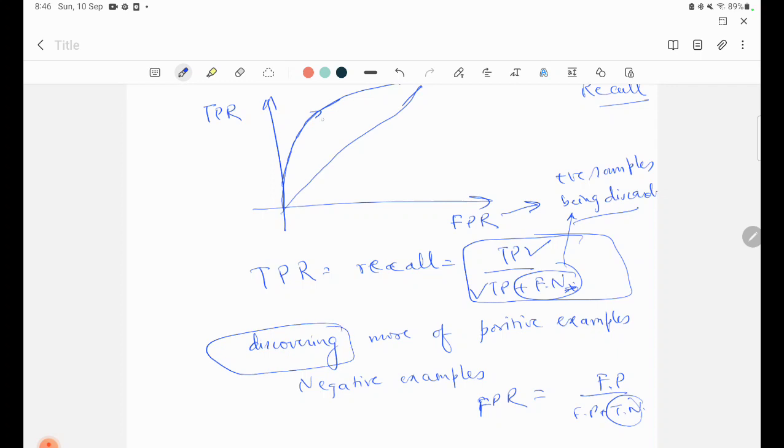Why? Because as the classifier is growing, we are trying to discover, like taking out of a treasure, the true positives and true negatives.